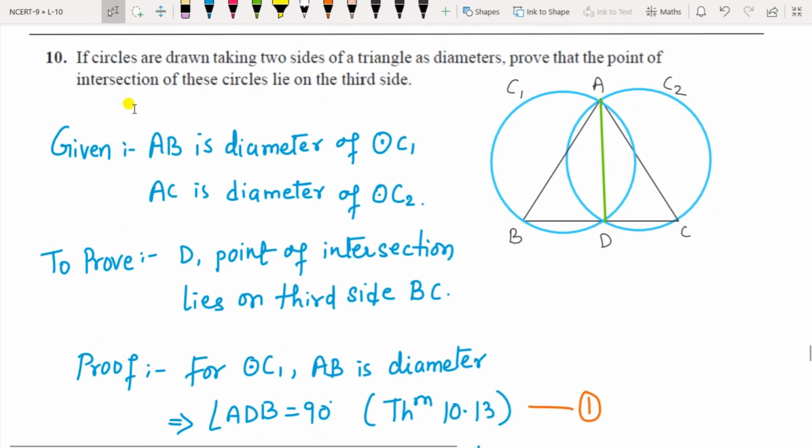So that is question 9. Question 10 here is, if circles are drawn taking two sides of a triangle as diameter. First you have to draw the triangle ABC. Then taking AC as a side, you have to draw the circle where AC will be its diameter, and taking AB as the side of the triangle, you have to draw another circle where AB will be the diameter. This is circle C1, and this is circle C2.